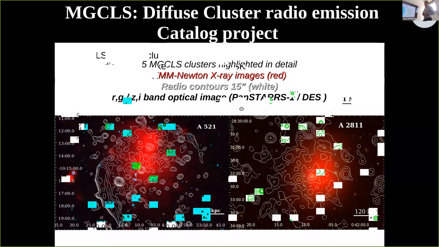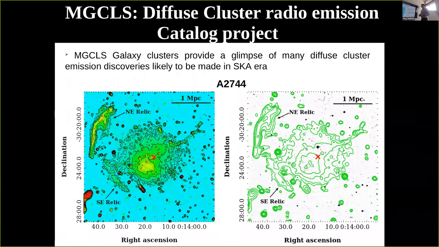I will just move on and show you that the product images will look something like that. They will be in the appendix of the diffuse catalog paper, hopefully some time early next year, but I don't want to say a specific date. But what we keep in mind is that the MGCLS galaxy clusters just provide a glimpse only of the many diffuse cluster emissions and discoveries that are likely to be made in the SKA era.